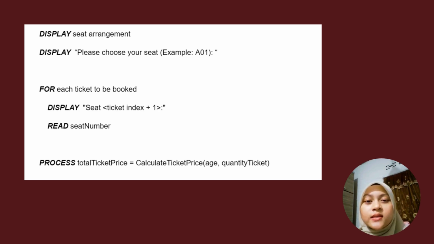Meaning, if the user inputs 2 tickets, the program will ask them to choose 2 seats. Program reads seat number. Now we are done with the ticket purchasing, and for the calculation of the ticket, the program will calculate the total ticket price by using a function called calculate ticket price.